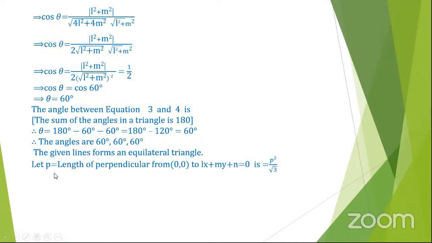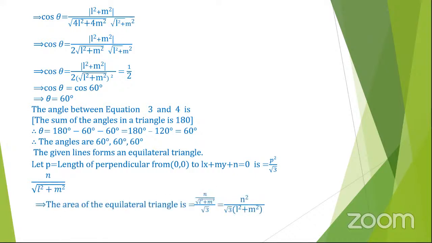Now, let P equal the length of the perpendicular from the origin to the line Lx plus My plus n equals 0. The area equals P square by under root 3. Here P equals n by under root of L square plus m square. So the area of the equilateral triangle is n square by under root 3 into L square plus m square.